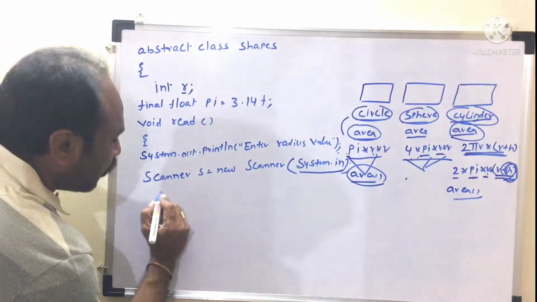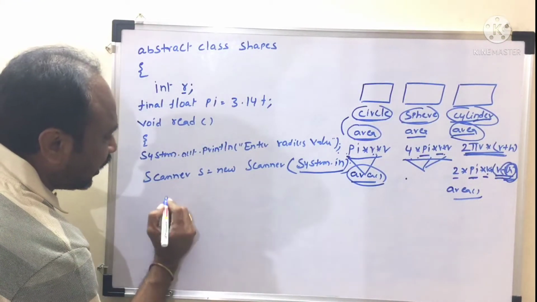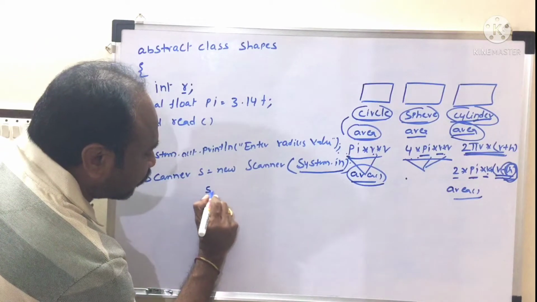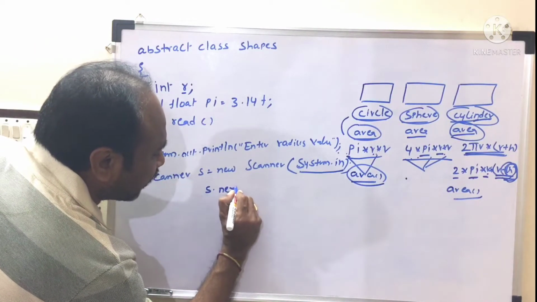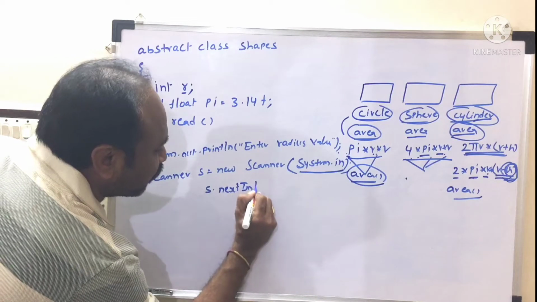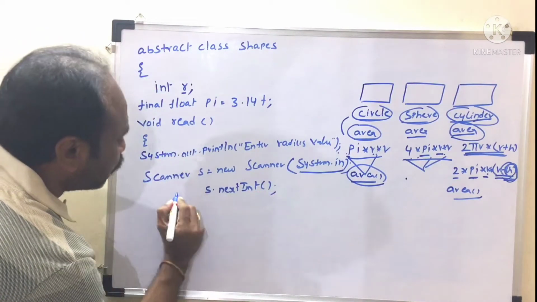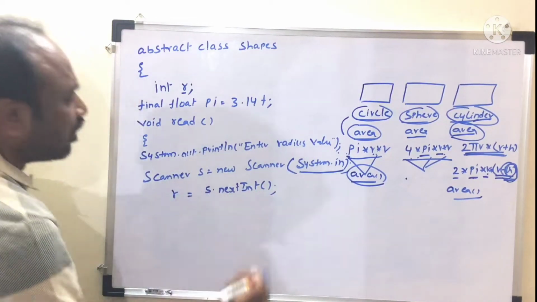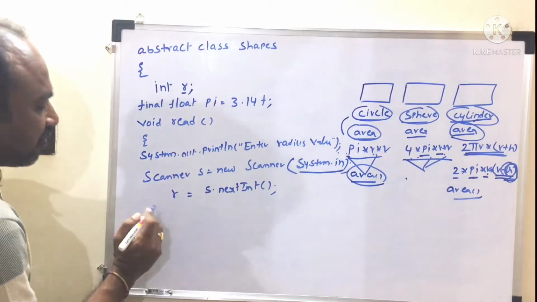Okay. Now, using the Scanner class to read an integer value, we have to use the s.nextInt method. If it is float, the nextFloat method. Where do I have to store it? Store it under the name R. This is the way of reading values.